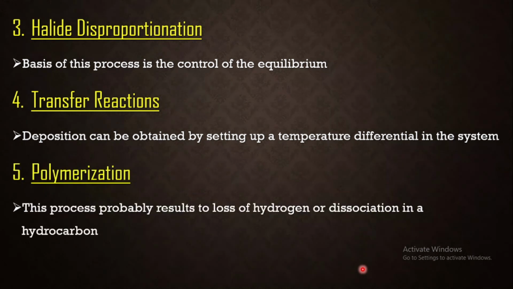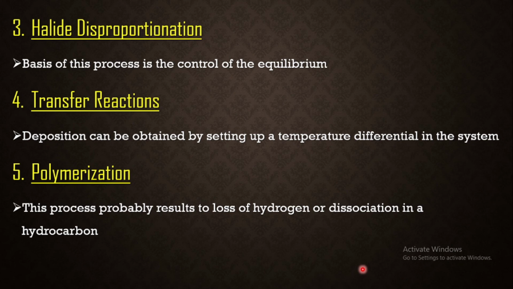And the last one is polymerization. This process results in loss of hydrogen or dissociation, that is, breaking the carbon chain in the hydrocarbon. And the process is also accompanied by high temperature, electron bombardment, or exposure to ionizing radiations, for example ultraviolet radiation. So these are some of the details which are necessary to know when we are dealing with the chemical vapor deposition technique.